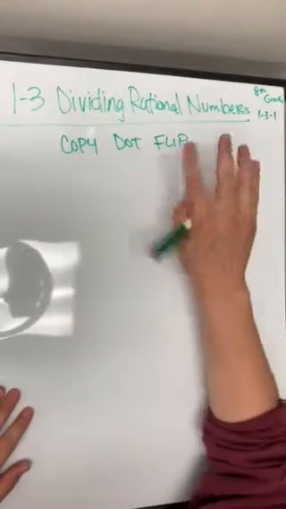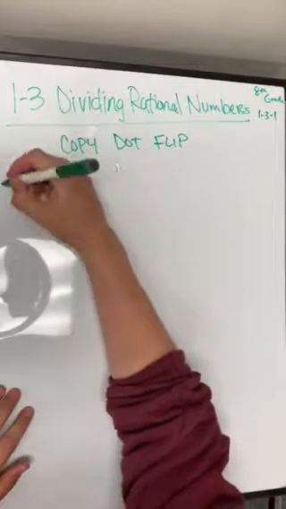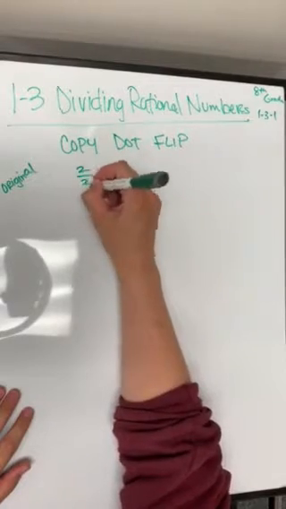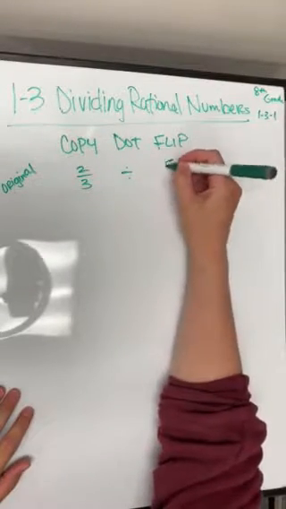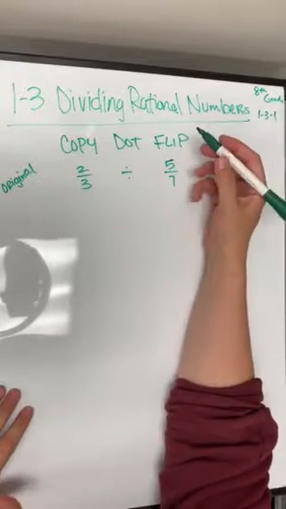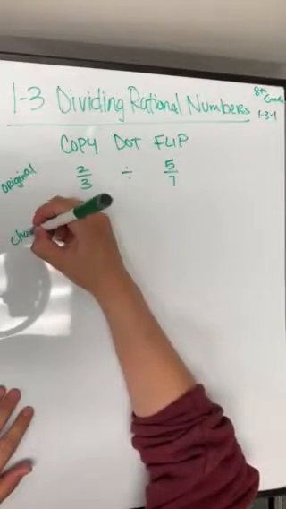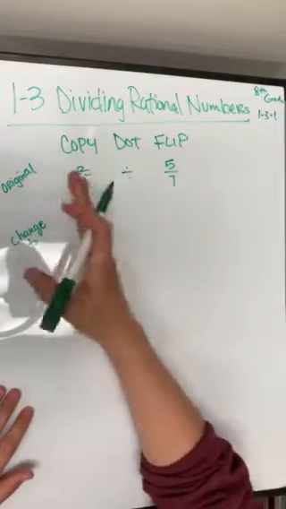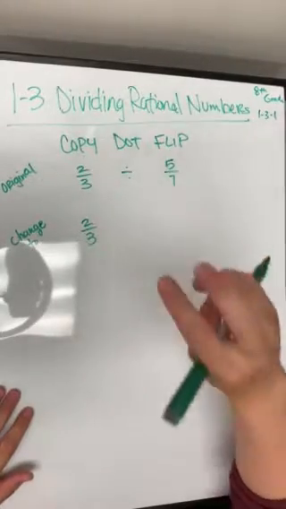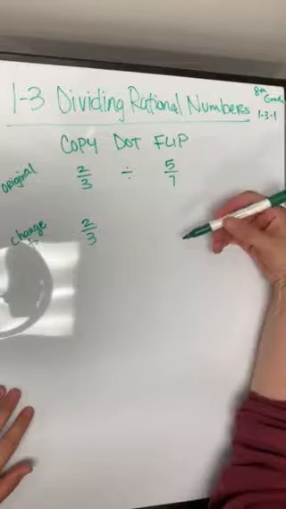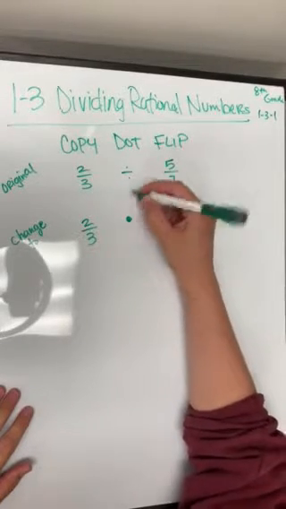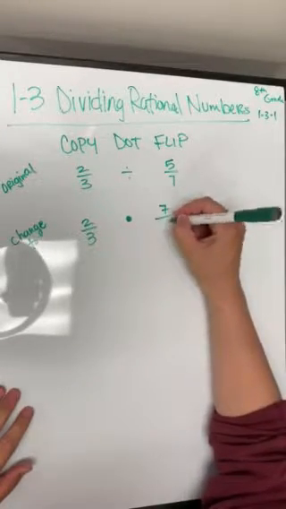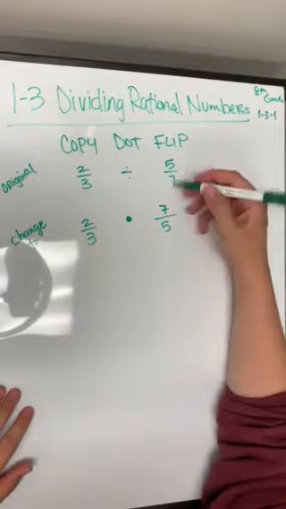And so what this is, you start with your original problem, and it might be something like 2/3 divided by 5/7. Well, we want to change it to... we copy down our first one, and it's important that you get the order right because you can't just flip any of them. It has to be the second one. We change our division to a dot. It's changing it from divide to multiply. And then we flip our second one. The flip of anything is a reciprocal.